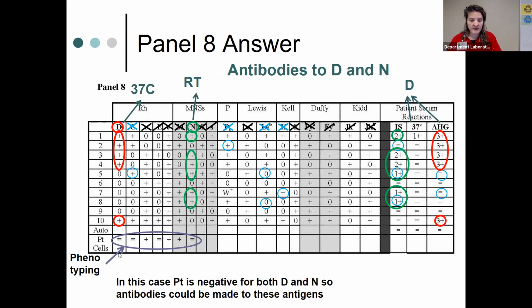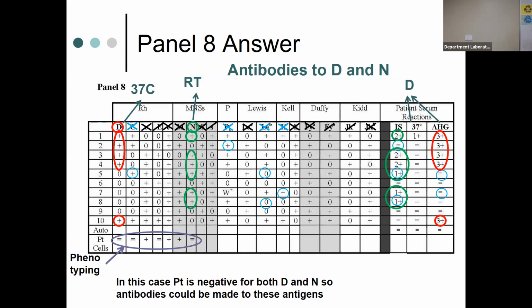And you are given some phenotype results. Notice down here, you have results. Anytime you have patient cells and you have results in this bottom box right here, this indicates how your patient red cells tested, all right? This is your phenotype. So your patient whose plasma we tested, this is the phenotype of their red cells, meaning that our patient is D negative, okay?